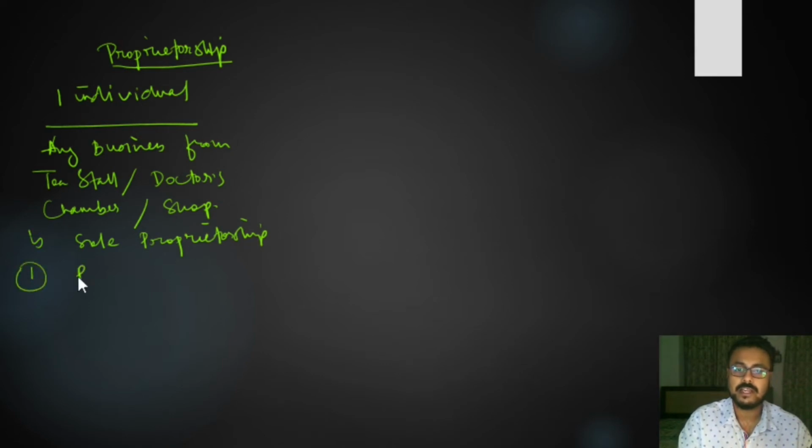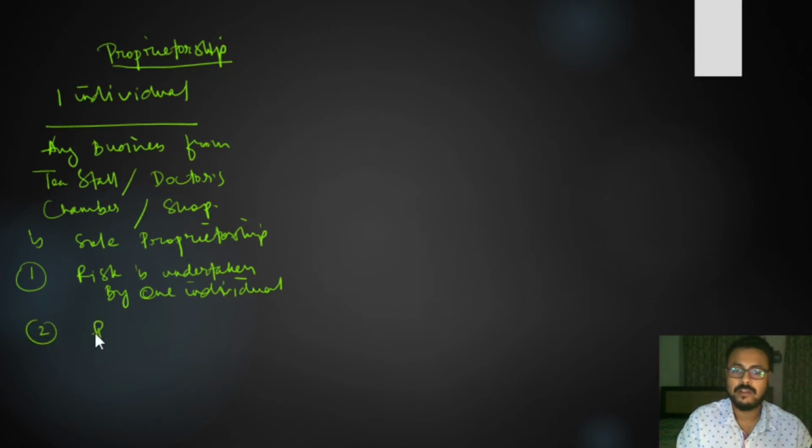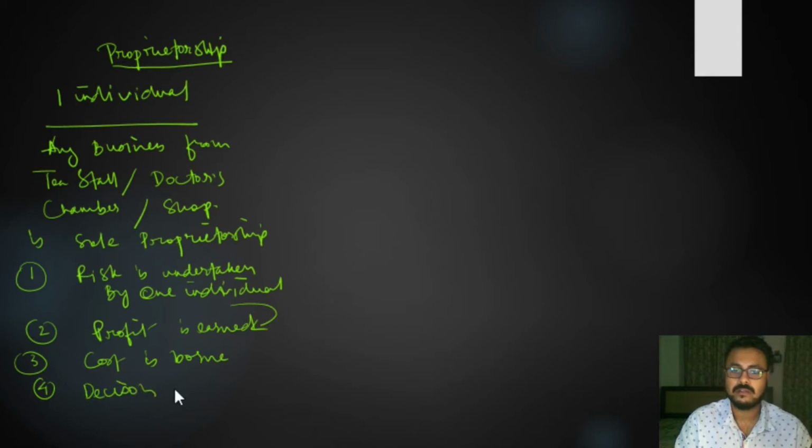The risk is undertaken by only one individual. Profit is earned by one individual. Then cost is borne by one individual. Decision making is done by only one individual.